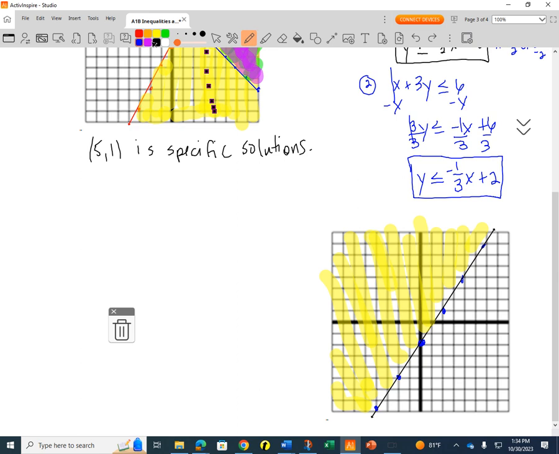All right, so what is the y-intercept for our second inequality? What is the y-intercept for our second inequality, Sam?